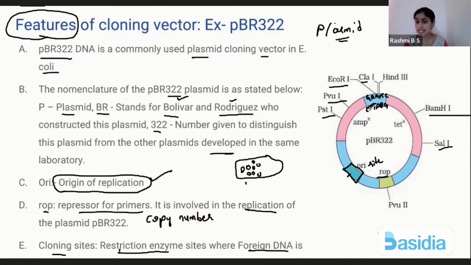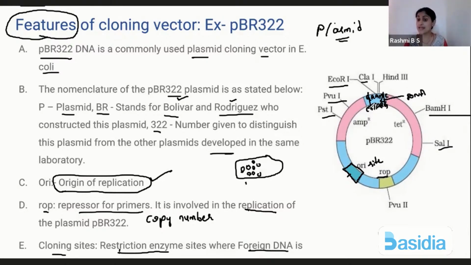GAATTC. So it is having the recognition site here. Now EcoR1 cuts here, and in this place you're going to insert your foreign DNA, right?